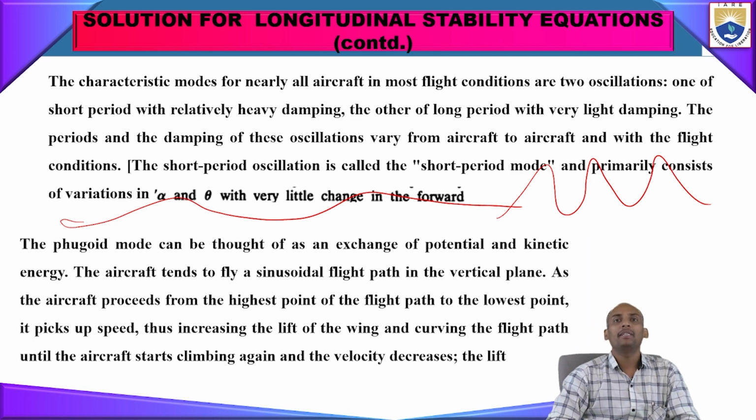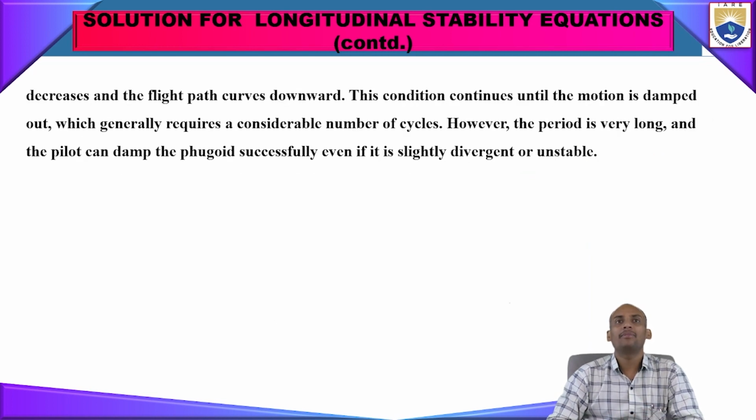And the phugoid mode can be thought of as an exchange of potential and kinetic energy. So the aircraft tends to fly a sinusoidal flight path in the vertical plane. As the aircraft proceeds from the highest point of the flight path to the lowest point, it picks up speed, thus increasing the lift of the wing and curving the flight path until the aircraft starts climbing again, and the velocity decreases. If the velocity decreases, the lift also decreases, and the flight path curves downward.